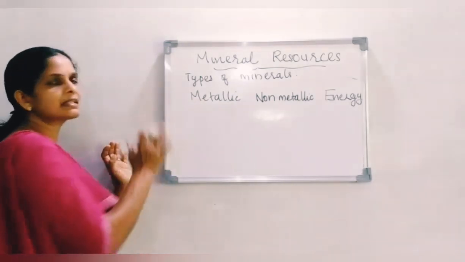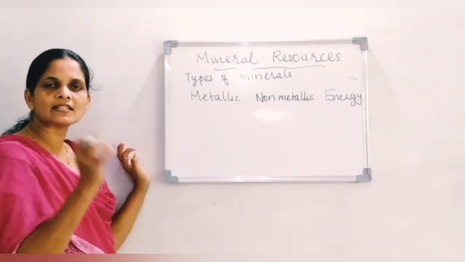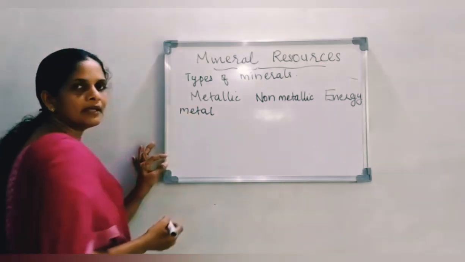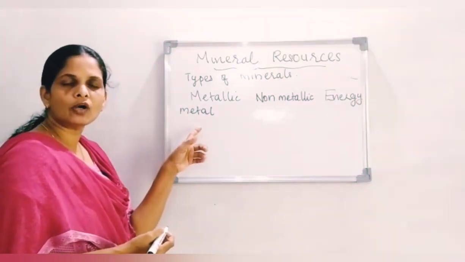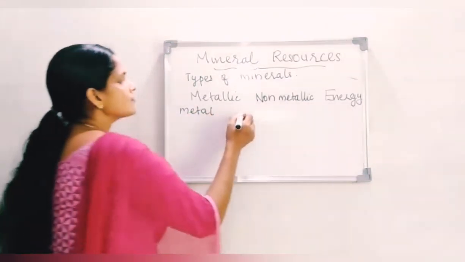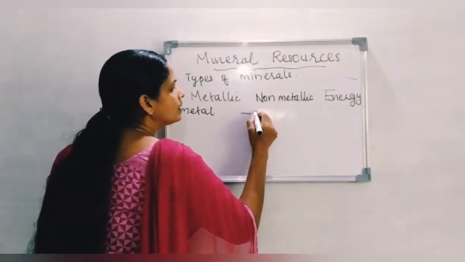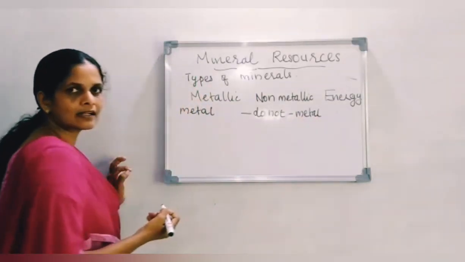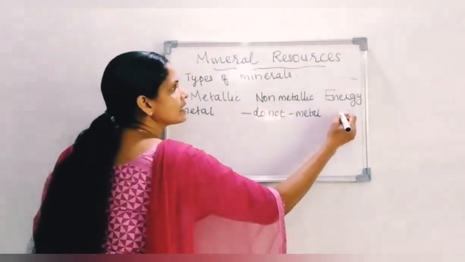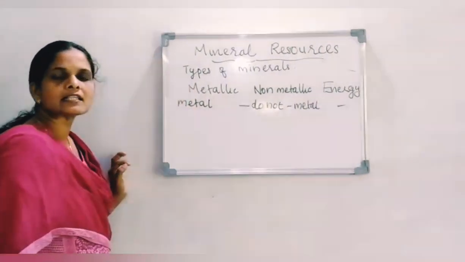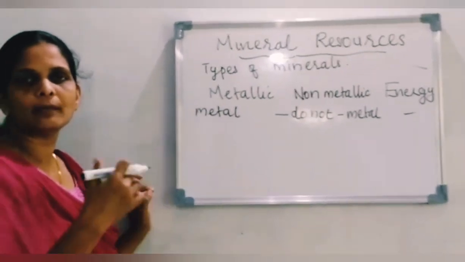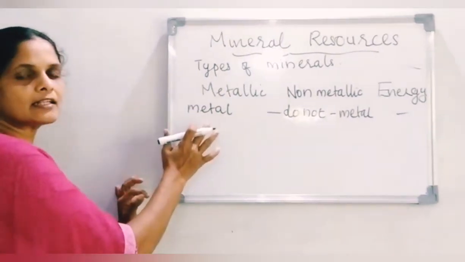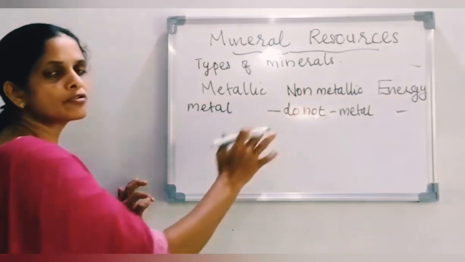Okay, and what are metallic minerals? Metallic minerals, as the word gives that meaning, are the minerals which contain metal. Minerals which contain metal are called metallic minerals. Non-metallic minerals do not contain metal, do not have metal content. Clear? And energy minerals, which we will be discussing in the second part, are minerals which can produce energy: coal and petroleum. Metallic minerals contain metal, and non-metallic minerals do not contain metal.